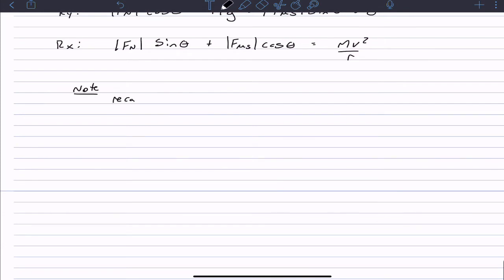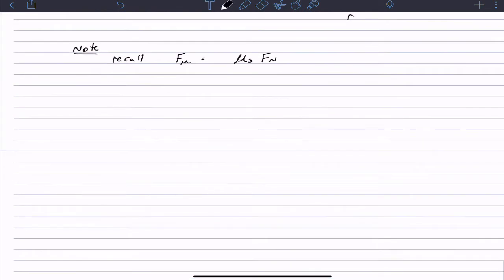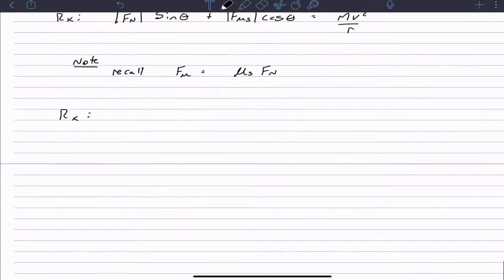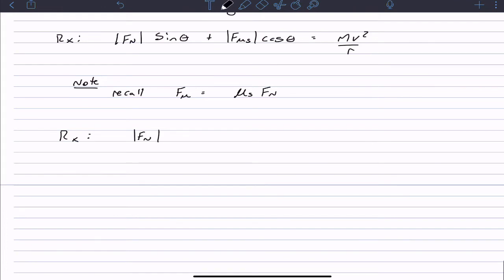Well, we need to recall that the frictional force is equal to the frictional coefficient, in this case static, times the normal force, right? So that'll help us simplify things a little further. Let's go to our x component first. The resultant of the x component, what did we have? We have Fn sine theta. So we can just replace this coefficient here with mu s times Fn cosine theta is equal to mv squared over r. So that actually simplifies things quite a bit, and we can solve now.